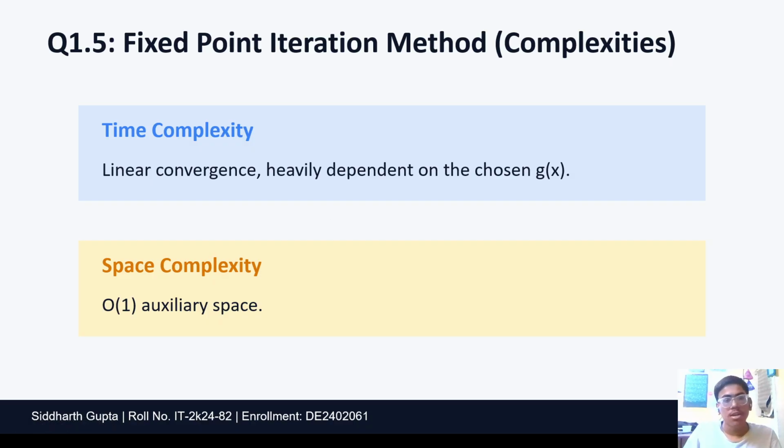The time complexity here will be linear convergence, heavily dependent on the chosen g of x, and the space complexity will be big O of 1. Convergence of this will be linear, and it will depend on the function you took, like how you converted f(x) into g(x). So this is the time complexity of the fixed point iteration.